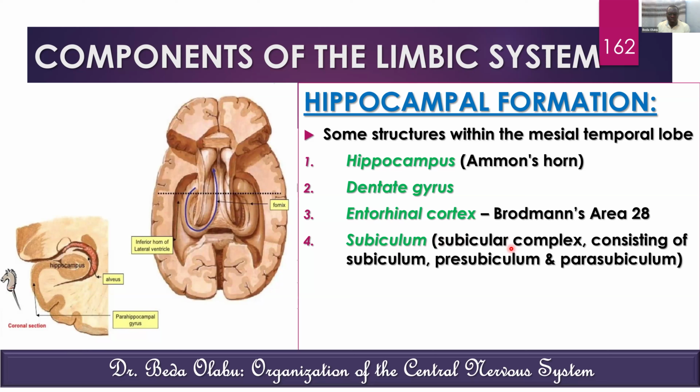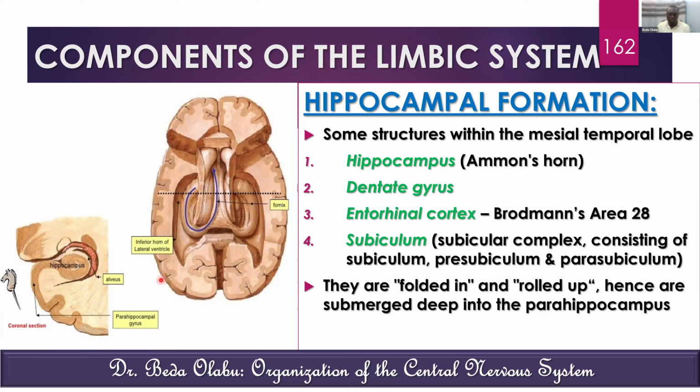Whatever we're calling subiculum is part of a big thing we call the subicular complex, which contains subiculum itself, presubiculum and parasubiculum. Now, these structures are usually folded and rolled up, hence submerged deep into the parahippocampus. Let's look at this. These are coronal sections through the temporal lobe, and this is the right one, and we're looking at it from the front. So this is the parahippocampus. We can see the rolling there, that cortical tissue rolling there like that. So that rolled up cortical tissue is the hippocampal formation.